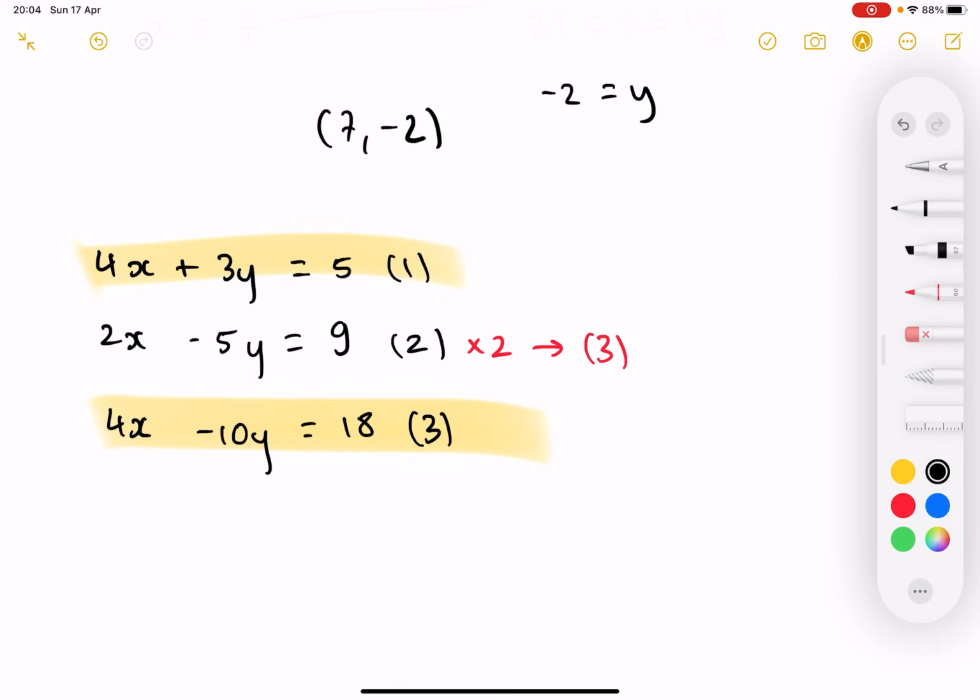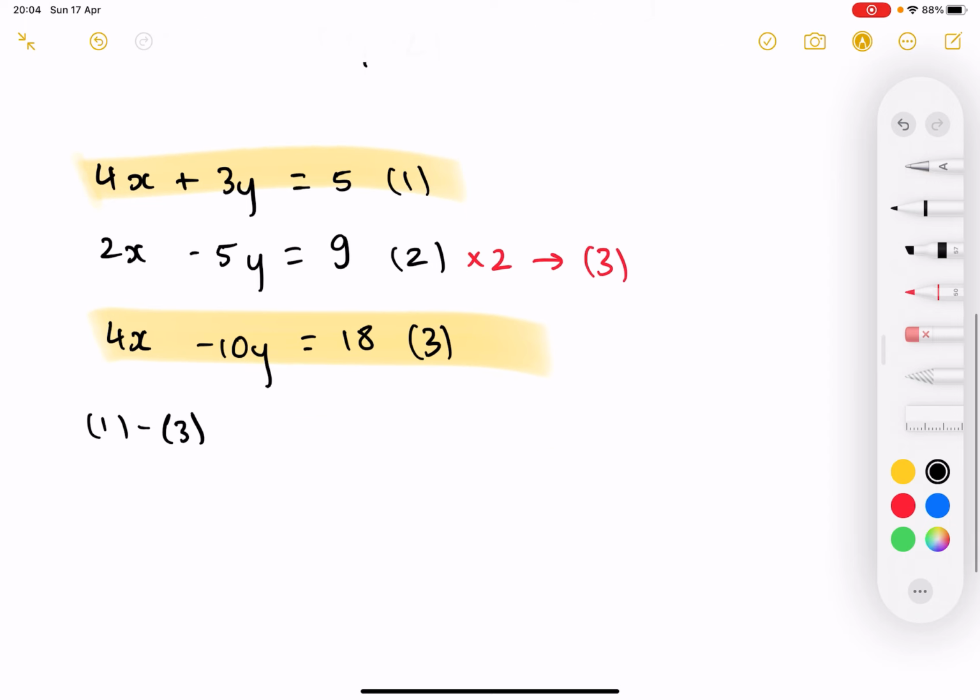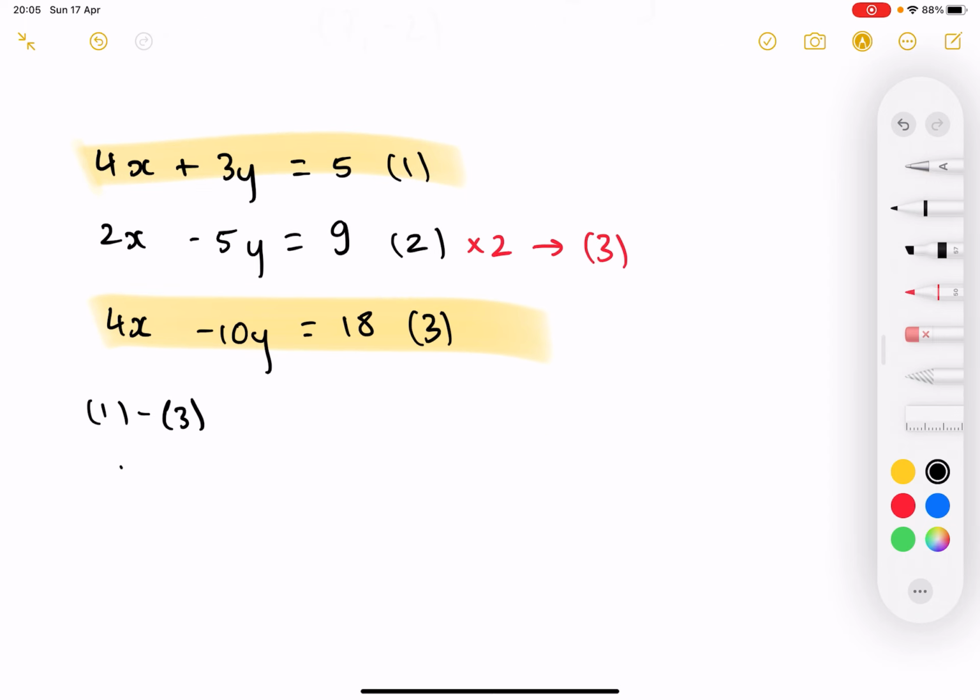Okay, so again, because the signs are the same on the 4x's, we are going to subtract. We can either do 1 minus 3 or 3 minus 1. Let's do 1 minus 3. Okay, so we get 4x minus 4x is 0. We get 3y minus 10y is equal to 5 minus 18. Okay, minus becomes plus. We get 3y plus 10y, which is 13y. 5 minus 18 gives us minus 13.